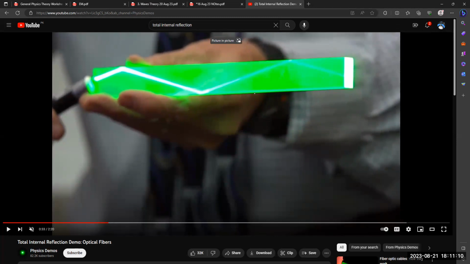It is not coming out in the upward direction, because if it passed through the glass, it would move in this direction. But light is not coming out, it is completely reflecting inside. So that is the concept of total internal reflection. Okay, clear?